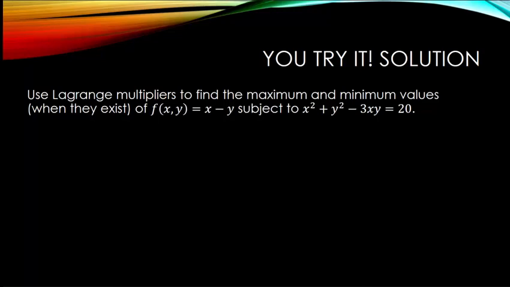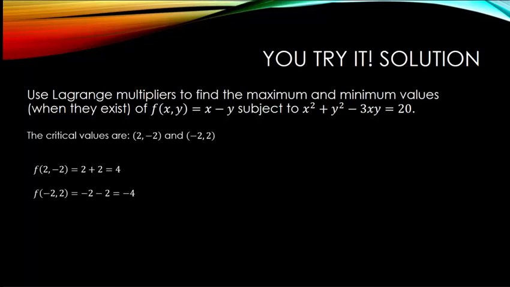Now I have to evaluate my function values at those 2 points. f of 2, negative 2 is equal to 2 plus 2, or 4. f of negative 2, 2 is given by negative 2 minus 2, which is equal to negative 4. The maximum value occurs at the point 2, negative 2, and the minimum value occurs at the point negative 2, 2. This is using Lagrange multipliers to determine the maximum and minimum values of an objective function subject to a constraint curve. Be sure and let me know if you have any questions.